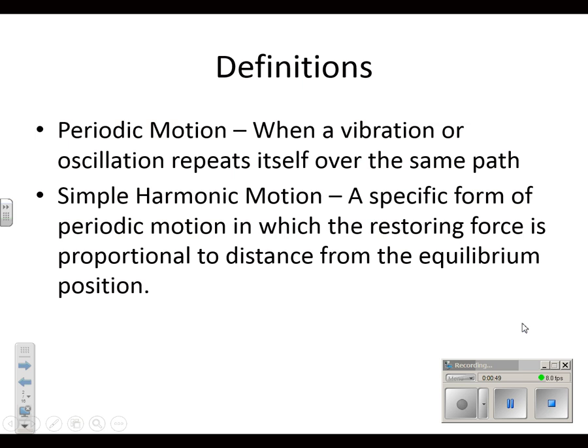Simple harmonic motion is a specific form of periodic motion in which the restoring force is proportional to the distance from the equilibrium position. So we are going to deal with forces and positions, and we're going to talk about equilibrium as we go along. But really, simple harmonic motion is just a specific form of periodic motion.